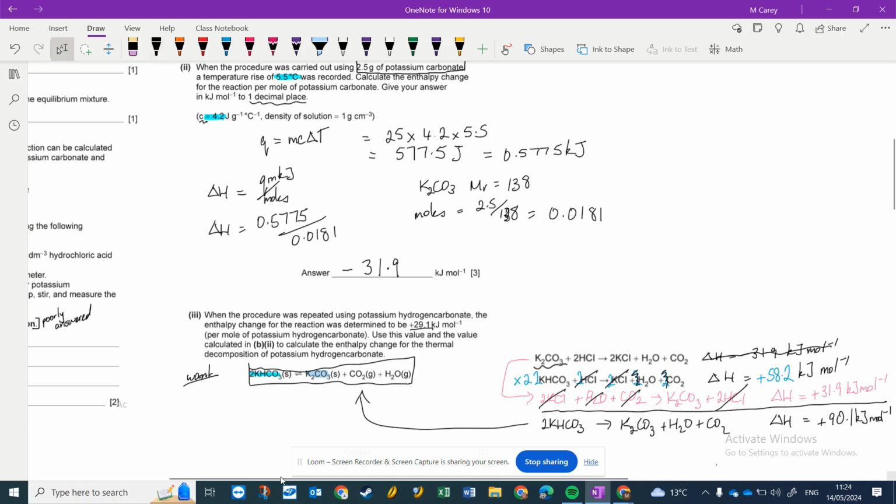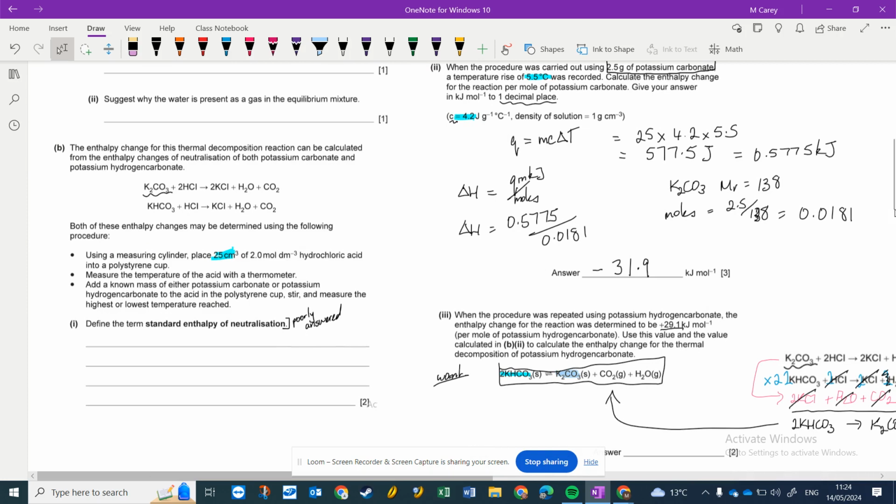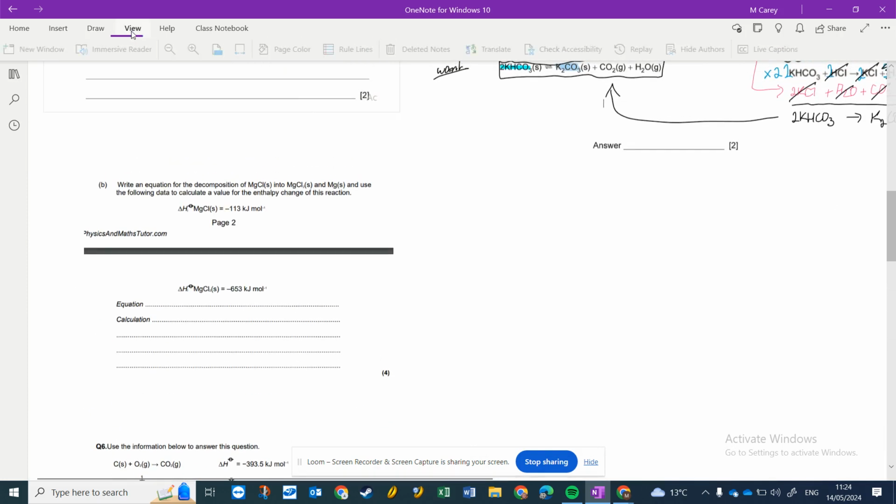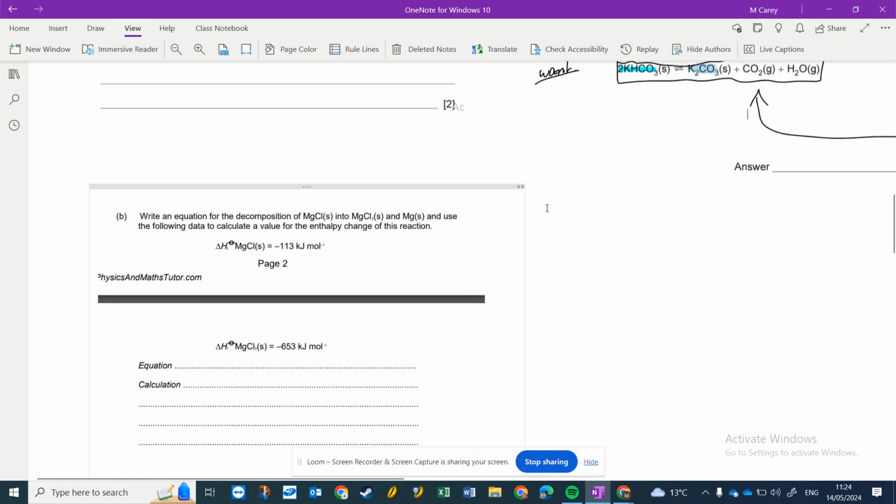Now, I think that's quite tricky. So I'm just going to go through a couple more that I found on another exam board's website, just to show you how that might operate in other scenarios. And then hopefully you'll at least have some strategy to use to approach this.